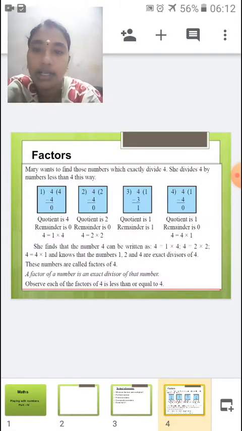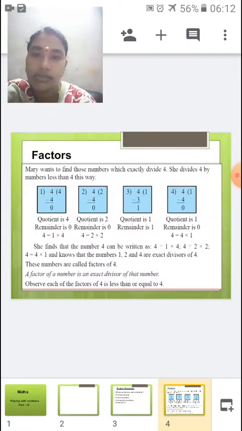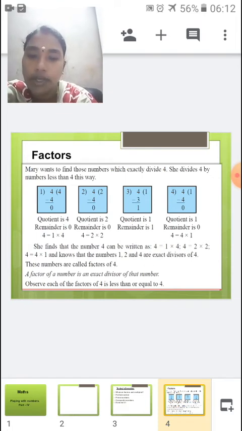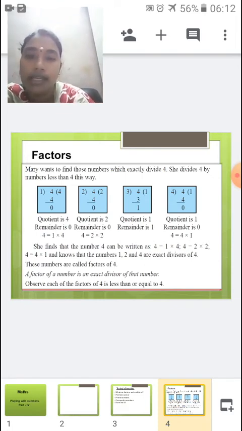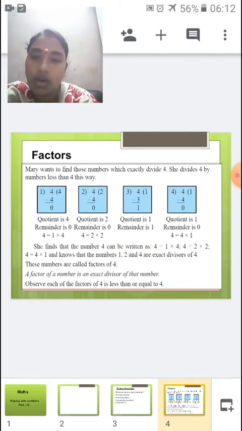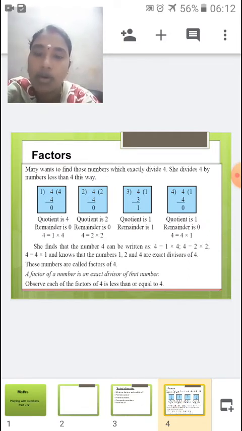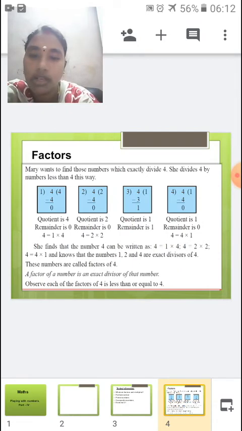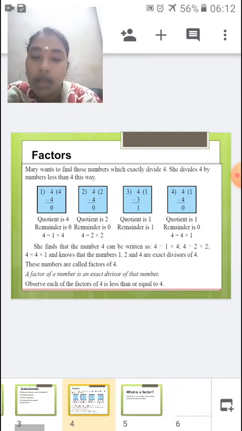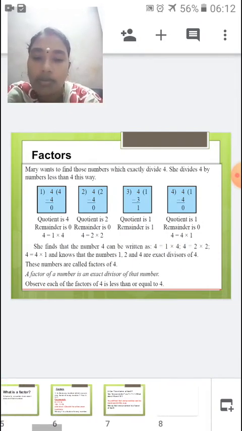Factors are nothing but the exact divisors of a number. A factor is an exact divisor of any number. So factors can be lesser than or equal to the given number. Okay. And what are multiples?